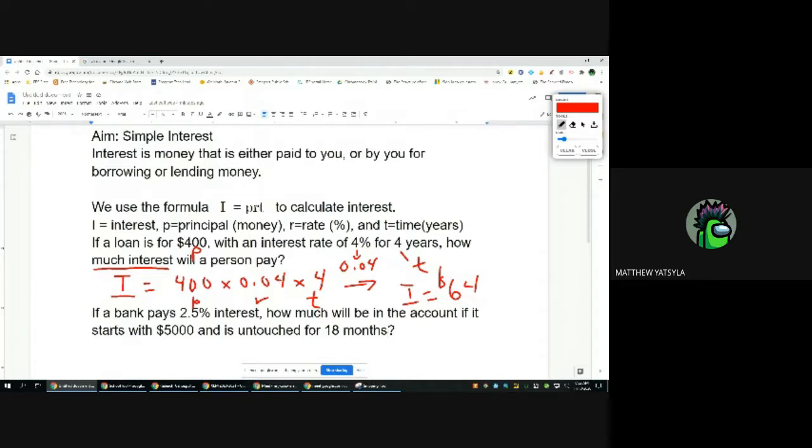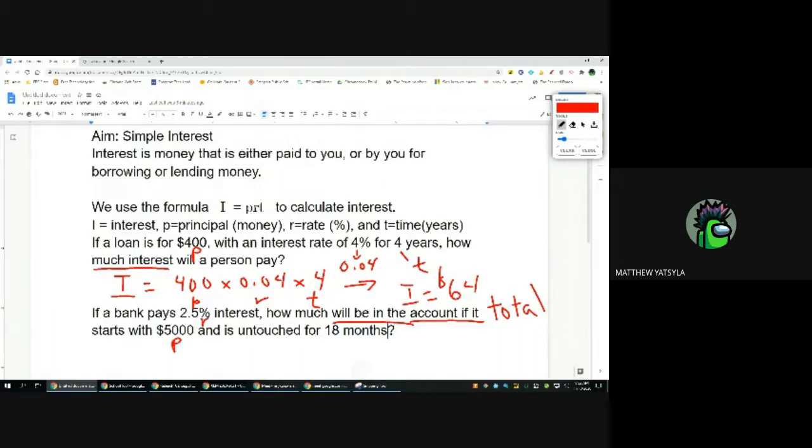Now for the next one, a bank pays 2.5% interest. Now this is money going to you. So this is going to be our rate. How much will be in the account? Now we're looking for the total. How much will be in the account? Means we want the total. That's the interest plus the money that was already there. $5,000 is our principal and 18 months.